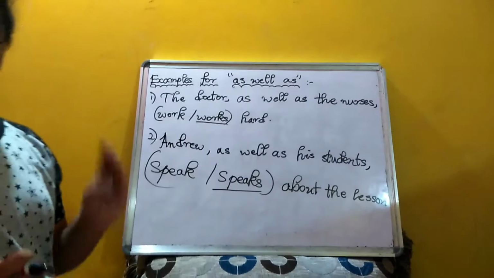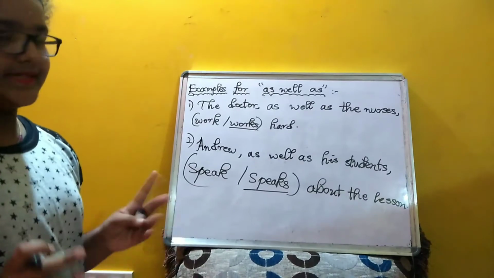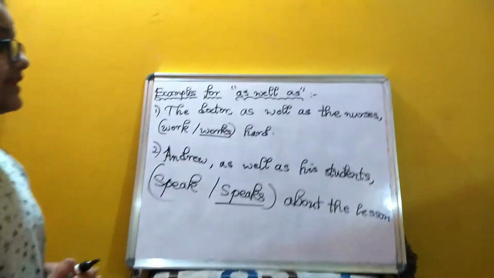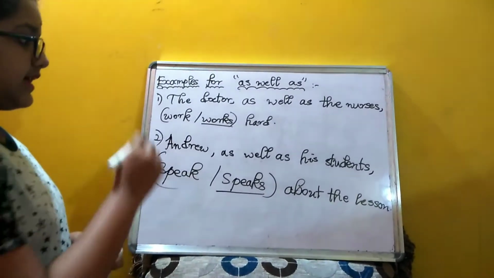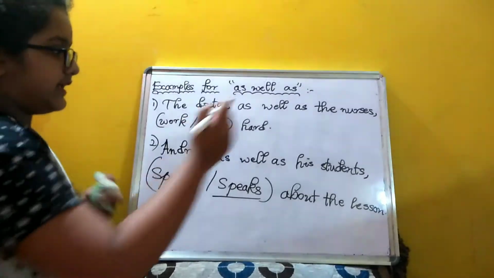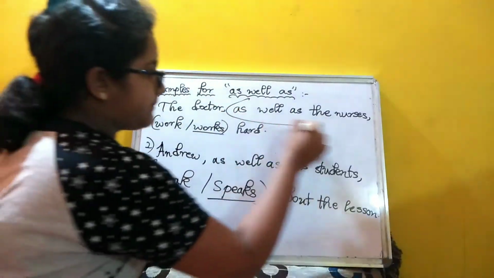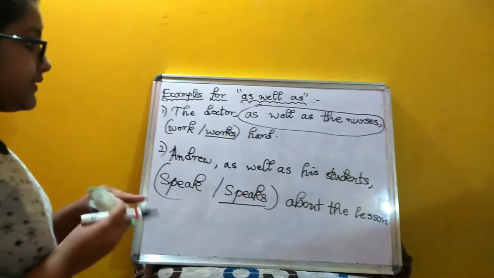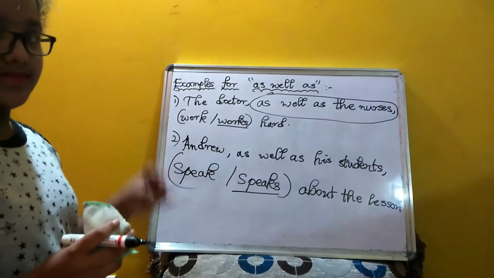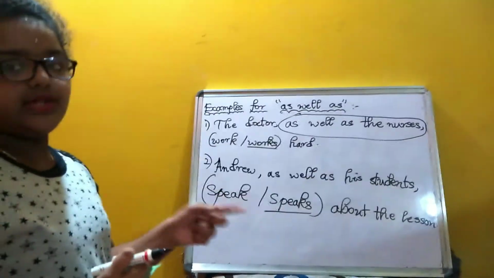These are the examples for the phrases between two commas beginning with as well as. Let's look into the examples. The first one is: the doctor as well as the nurses, dash hard, work or works. Between the commas is a phrase starting with as well as, so keep this phrase aside. Now the doctor works hard, as doctor is third person and singular. Therefore, we add s to the verb.